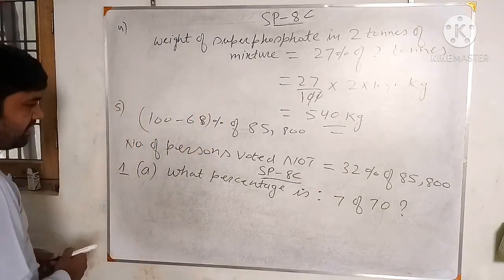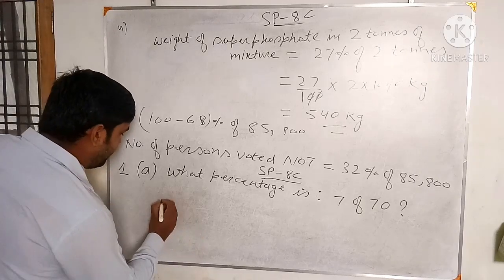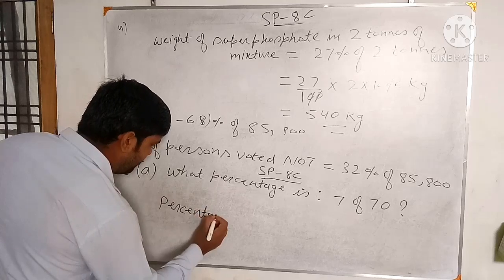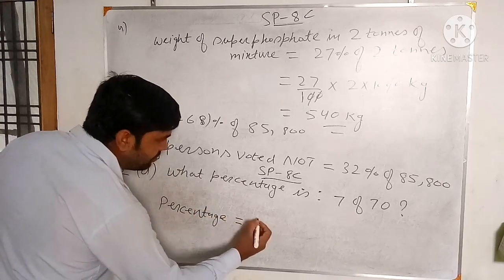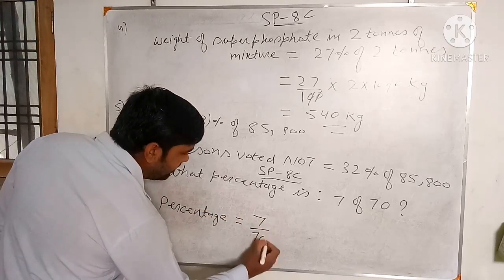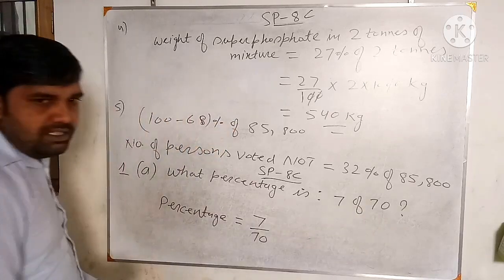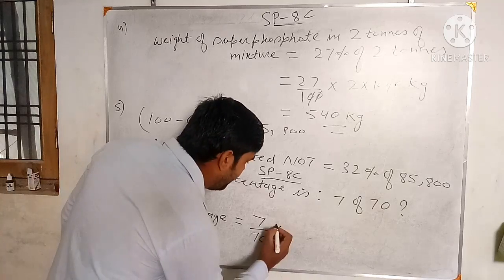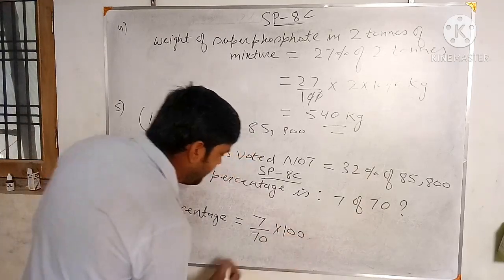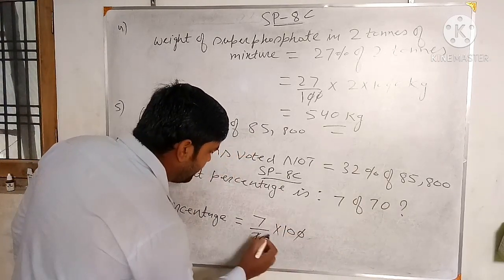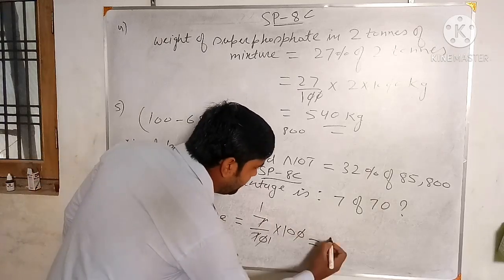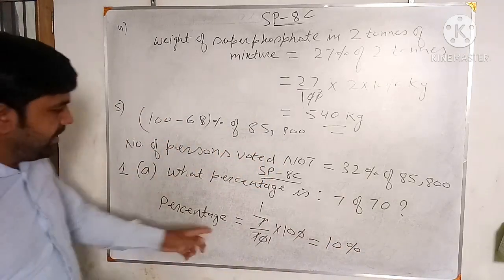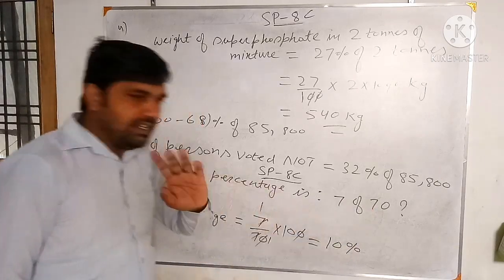So see how we find the percentage. Percentage equals 7 out of 70, this is the fraction, multiplied by 100. Now you will get the percentage. The zero cancels the zero, 7 ones are 7, and we get 10%. So 7 is 10% of 70.